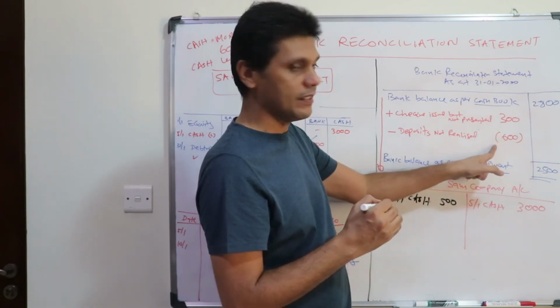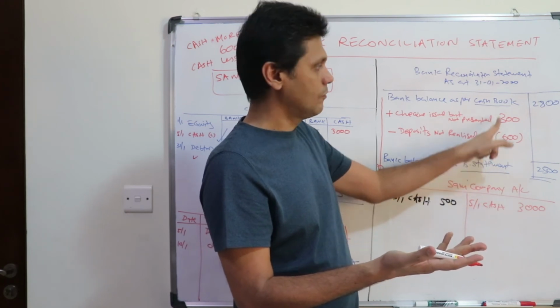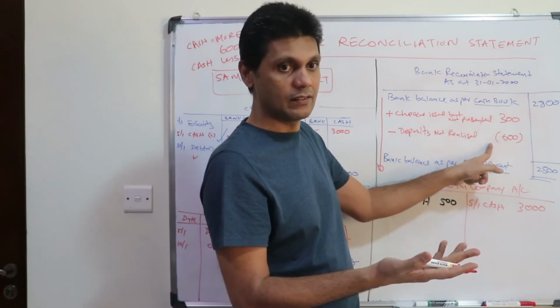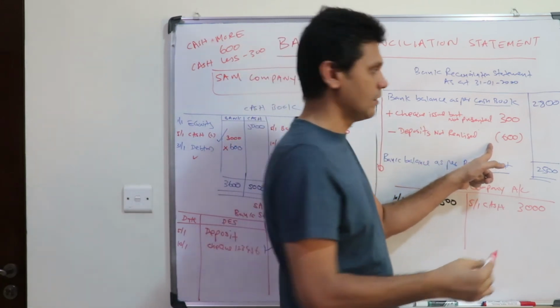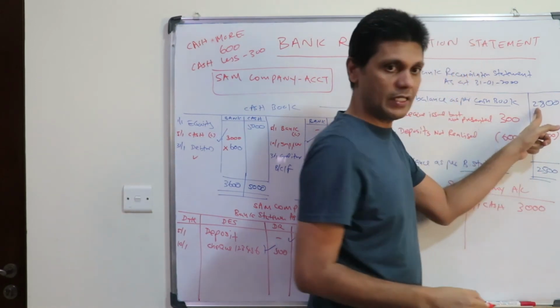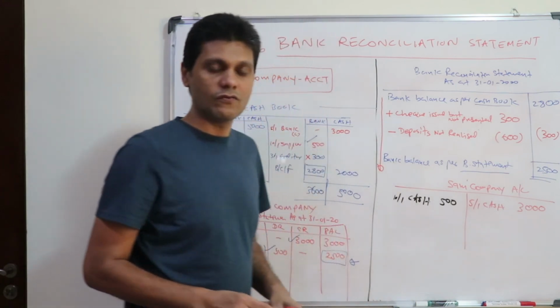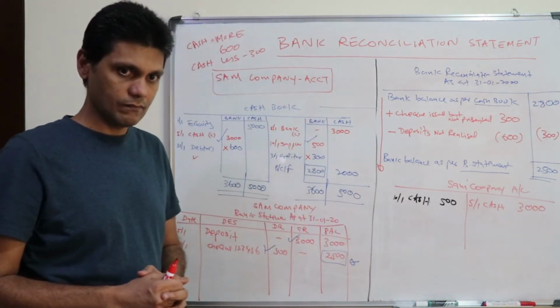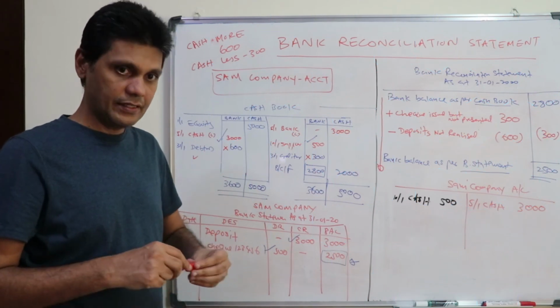300 plus, 600 minus. So if you take the difference, the net, how much? Minus 300. So 2800 minus 300 is 2500. Is that clear? Is that clear?